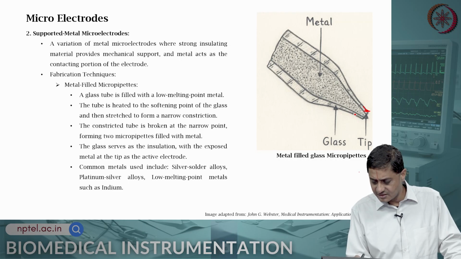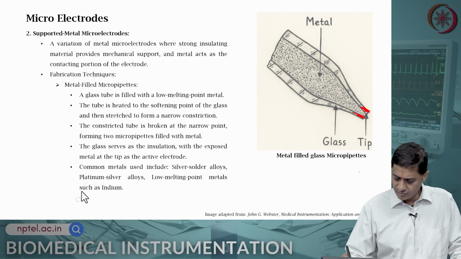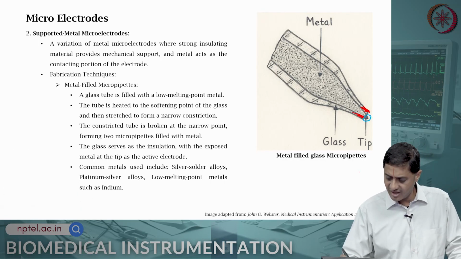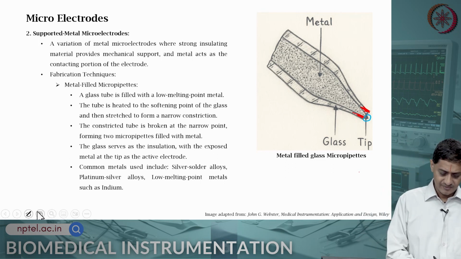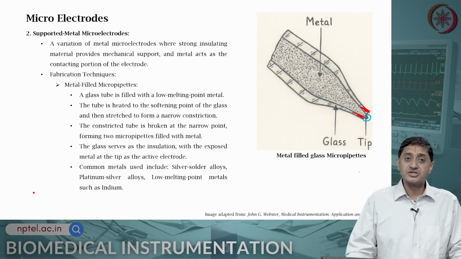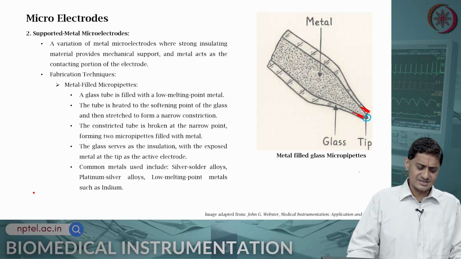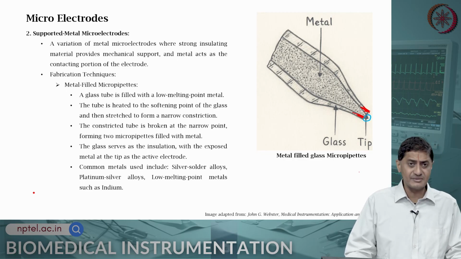here there is insulation, and on this side there is insulation. Only where there is a blue circle, that is where alone there is the exposure of the metal. Right. There are many ways of fabricating this. One popular way of fabricating this is the metal filled micropipettes.